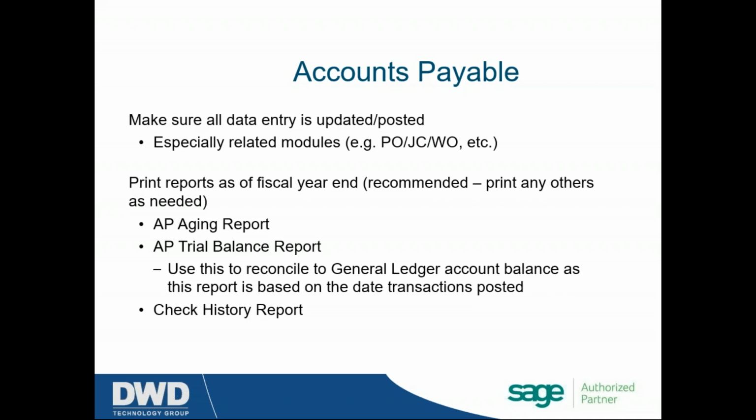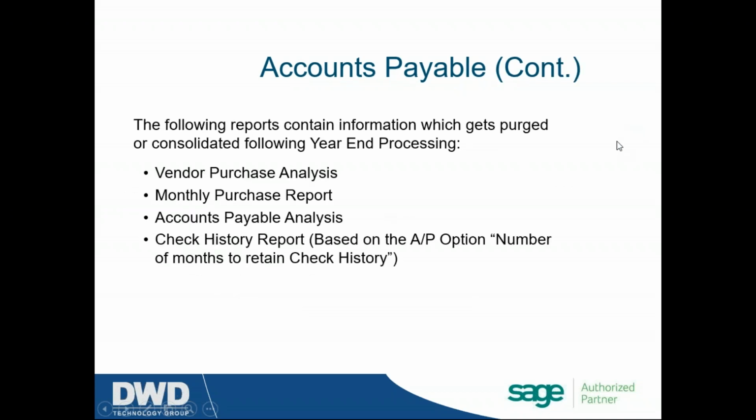That kind of throws people off, especially if you're new to the system. A lot of people will try to run the aging report and reconcile or tie that to the general ledger, and that one is not the one that's going to do that. It is the trial balance, okay? And then, of course, any other reports you want to run, another one we recommend is the check history report, okay?